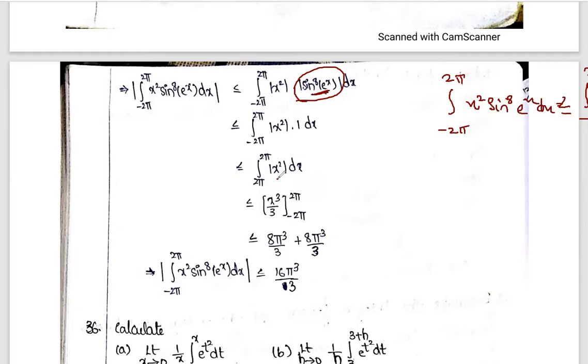And what will you have? You'll have x square. So what is the integral of x square? X cube by 3. If you substitute 2 pi, you'll have 8 pi cube by 3 plus 8 pi cube by 3. So what do you have? 16 pi cube by 3.